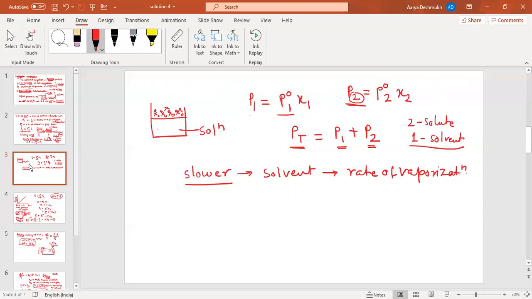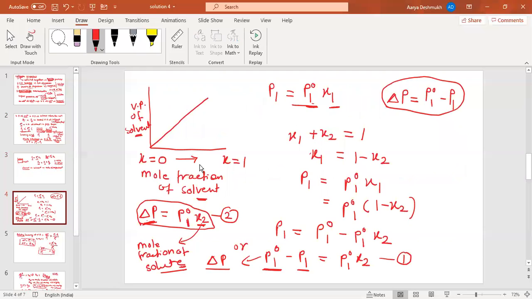It means that this equation, P1 equals P01 into X1, gives the vapor pressure of the solvent, where P01 is the vapor pressure of the pure solvent and X1 is its mole fraction in the solution. So P1 equals P01 into X1. Let us proceed further to the next slide.